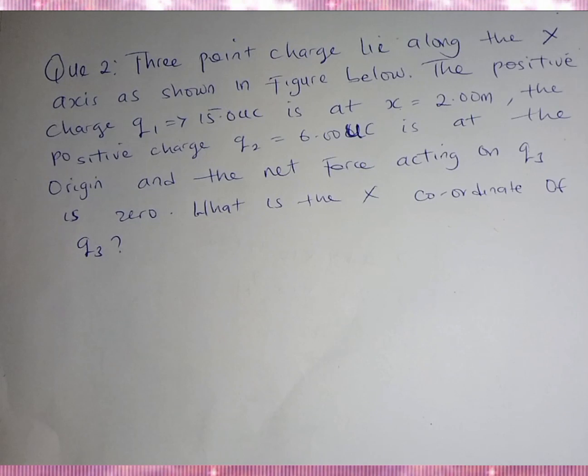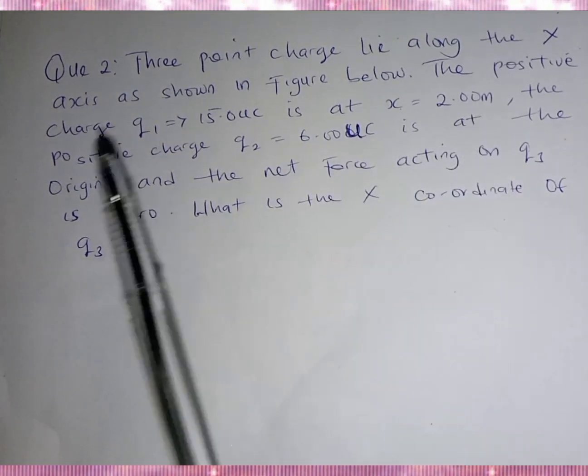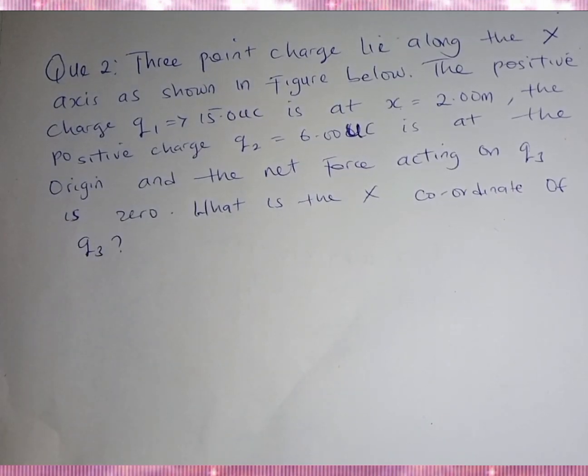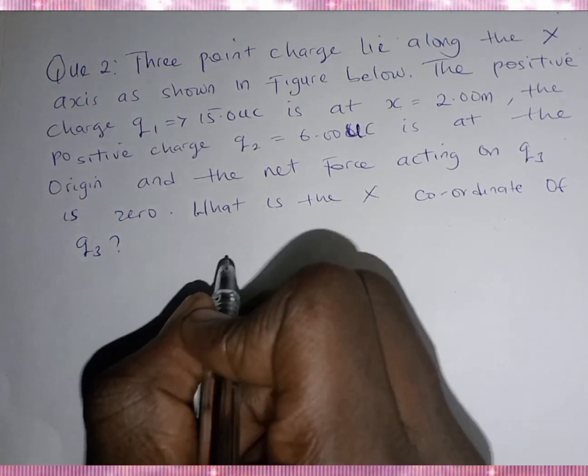Now on to the second question. Now don't be perplexed by the amount of words this question is carrying. It is also very simple. So now I need to represent this question on a horizontal diagram. But before doing that, we need to read what our question entails. So now 3-point charges lie along the x-axis. So let me draw the x-axis.